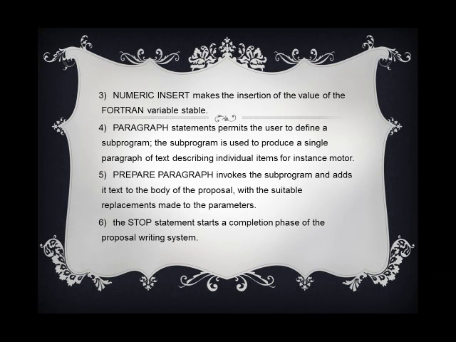The third statement is numeric insert. This makes the insertion of the value of the Fortran variable possible. Next, paragraph statements. This permits the user to define a subprogram, and this is a really useful statement. The prepare paragraph is the fifth one. This invokes the subprogram and adds its text to the body of the proposal with suitable replacements made by the parameters. The sixth one is the stop statement.